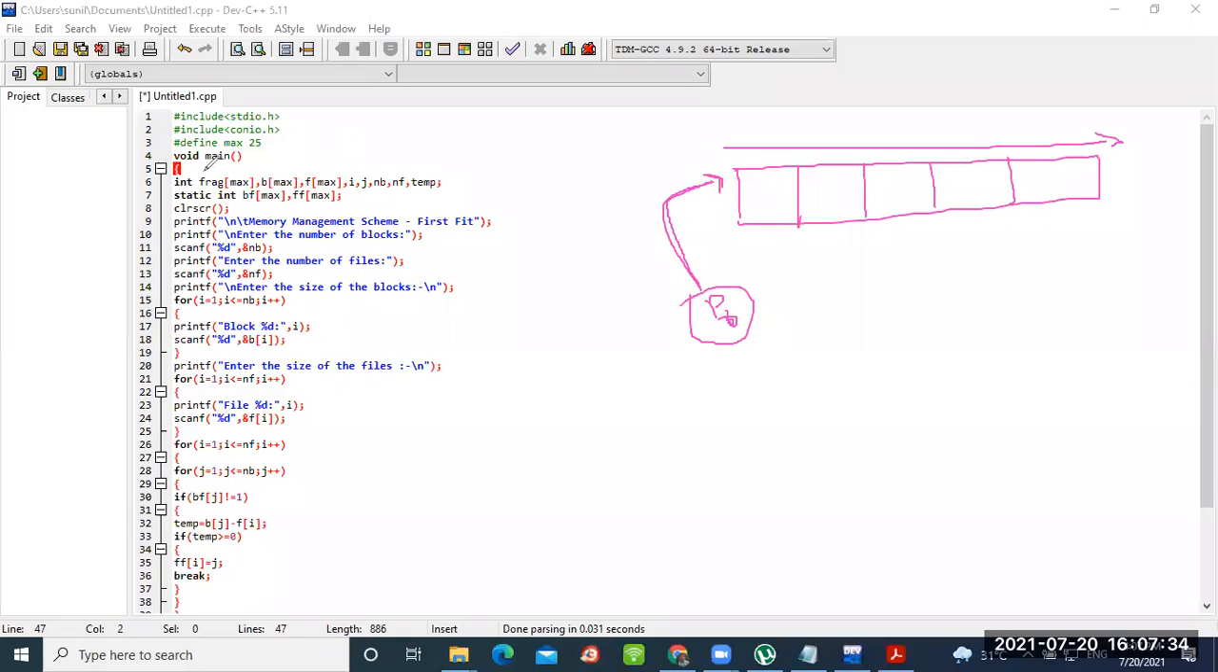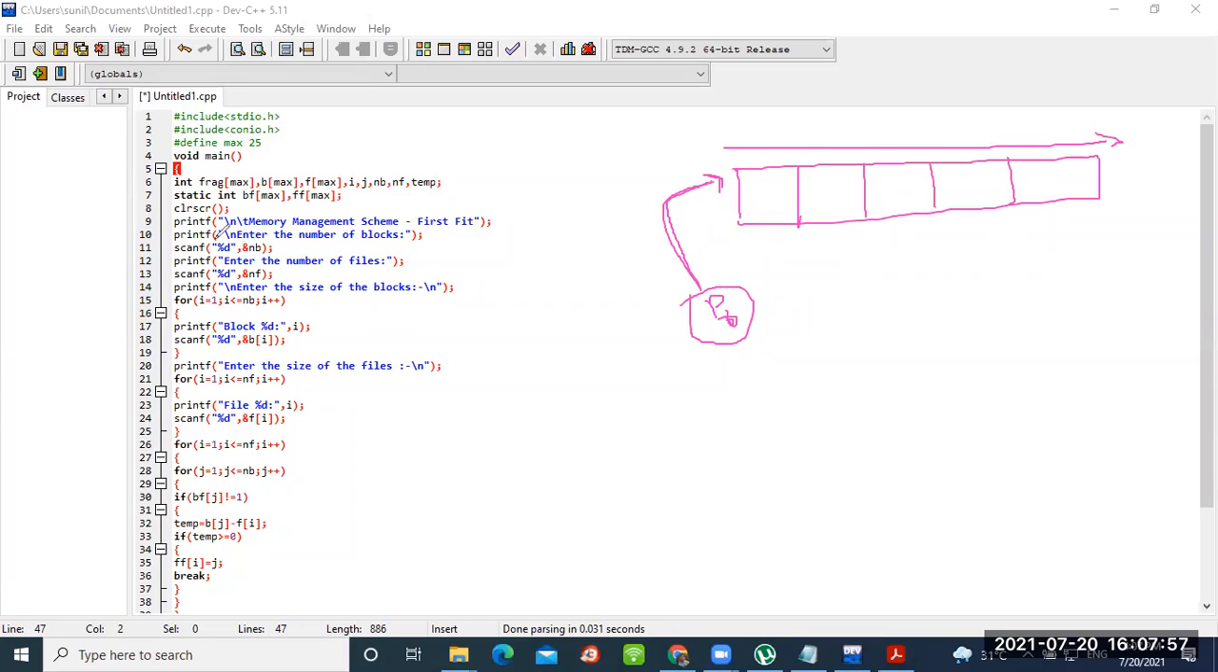Now the same things we are using here. One is your flag variable. Now Pmax, for the block size. Then there is Mmax, which is used for the process. Then i and j are used for the for loops.